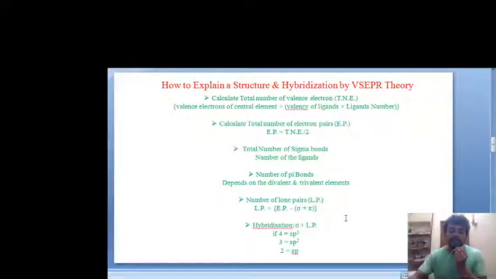If it comes to 4, then the hybridization is sp3. When it comes to 3, then the hybridization is sp2. When it comes to 2, then the hybridization is sp hybridization.